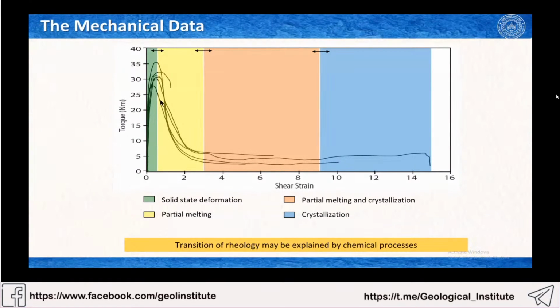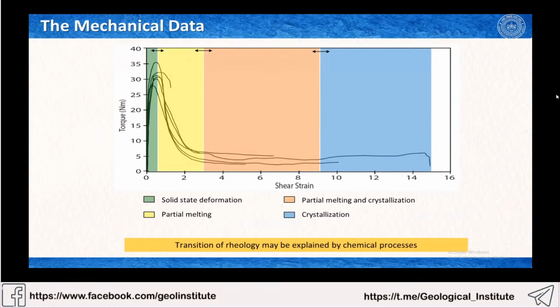At the very beginning, up to shear strain, say 0.7 or something like that, we have solid state deformation. Then we have partial melting dominating, say from shear strain 0.7 to almost 3. Then this is the most important domain, where both partial melting and crystallization went on together. And finally, after shear strain almost 9, mostly crystallization from the melt went on.